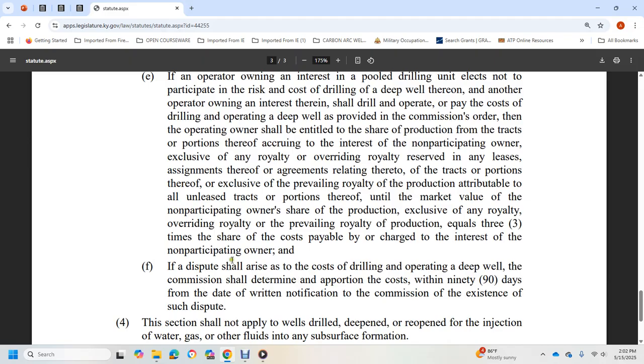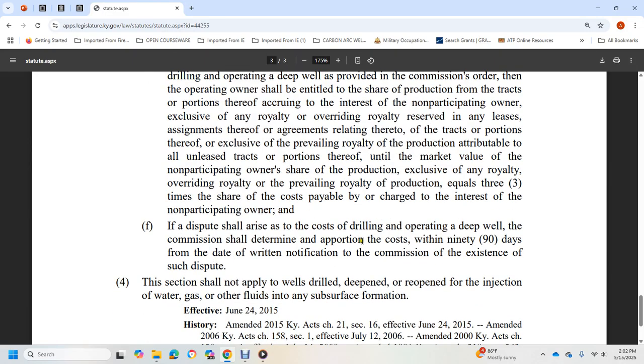If a dispute arises as to the cost of drilling, reopening, or deepening a well, the Commission shall determine an appropriation within 90 days of written notification to the Commission of the existence of such dispute. This section shall not apply to wells drilled, deepened, or reopened for the injection of water, gas, or other fluids into any subsurface formation.